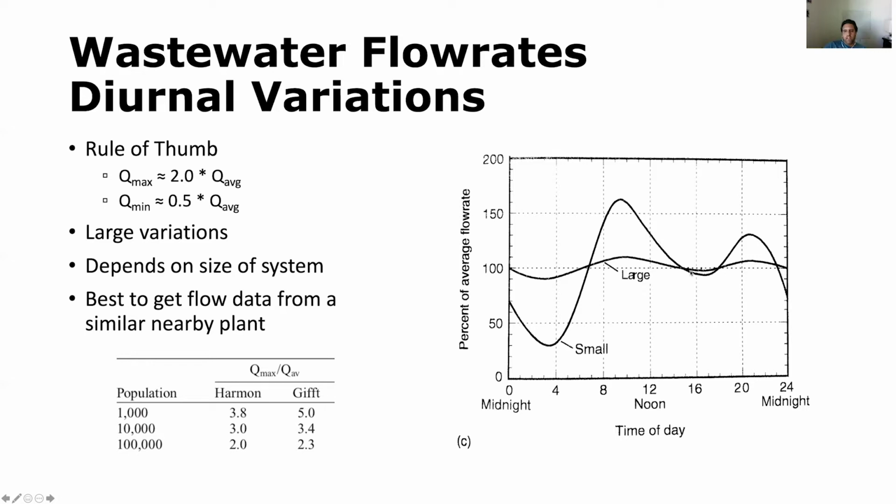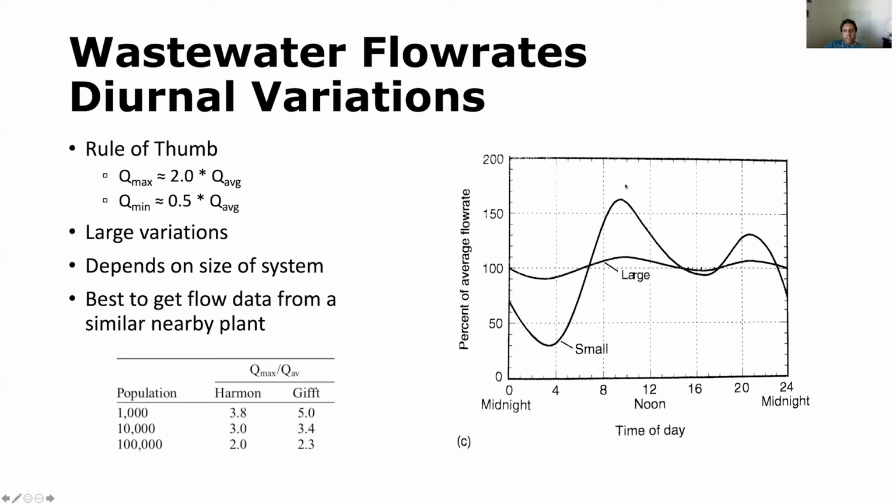Then there might be a decrease in the flow rate received towards the early afternoon, followed by another peak in the evening as people are using water again in the late hours of the evening. And then after people tend to go to sleep, you would see the flow rate come down again.